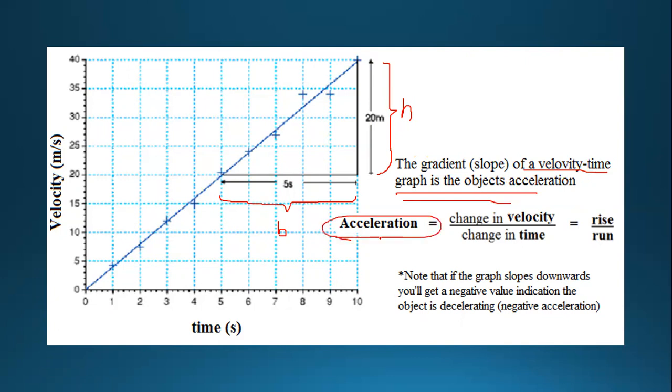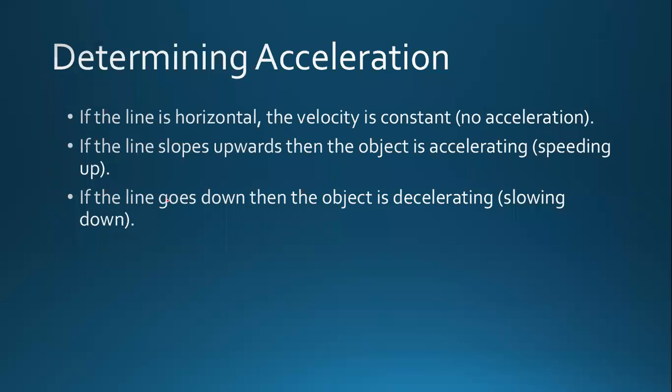तो acceleration क्या हो जाएगी? It is change in velocity divided by the change in time, which is your rise over run. Note that if the graph slopes downwards, you'll get a negative value, which is an indication of an object decelerating, which is showing you negative acceleration. How to determine acceleration? Now, if the line is horizontal, the velocity is constant, मतलब कि no acceleration.